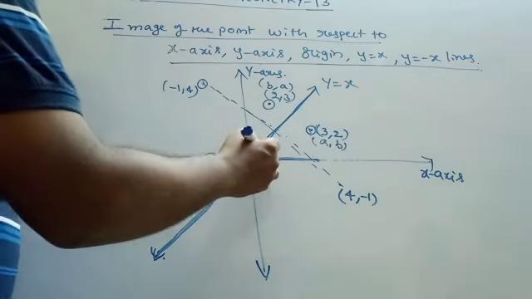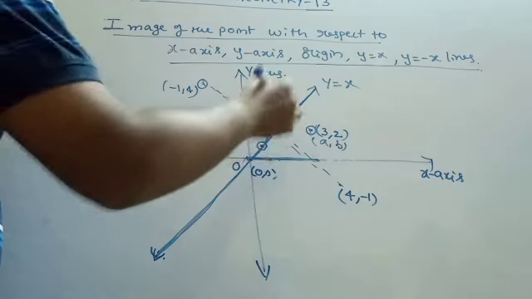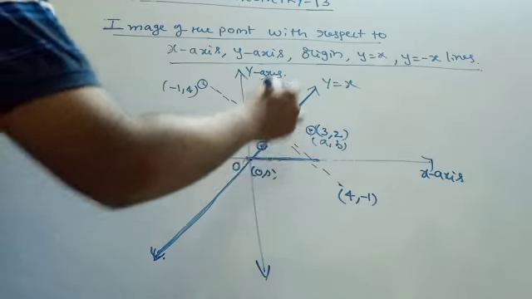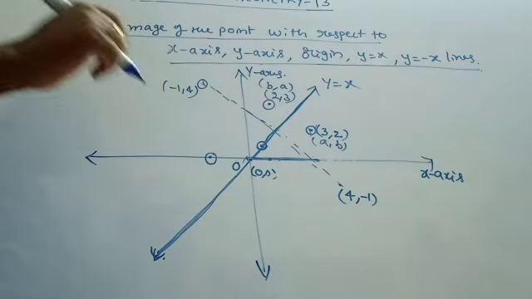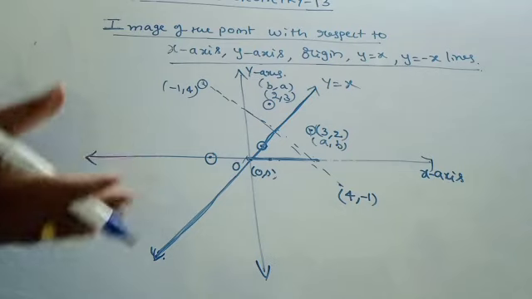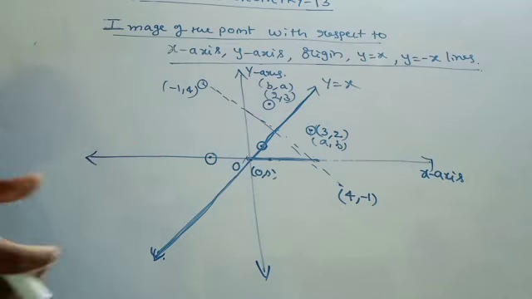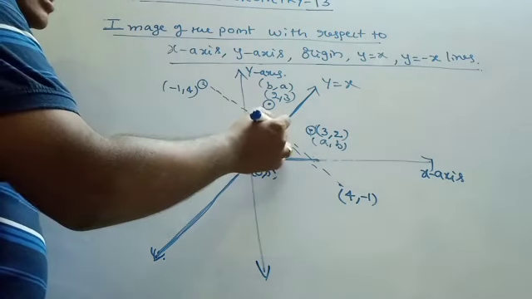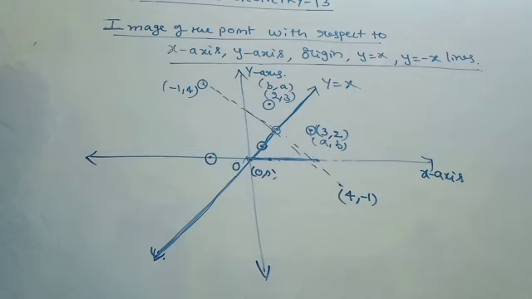Suppose you have 1 comma 1. 1 comma 1 will lie on the line only. Then it will not have any image, because if you put a point on a mirror, will it fall anywhere? Never. Nowhere it will fall. That's why any point on the line will not have an image. That point itself is the image.